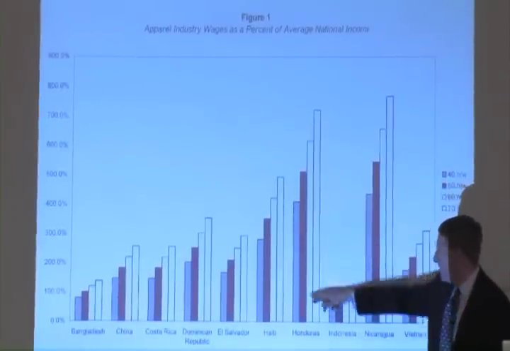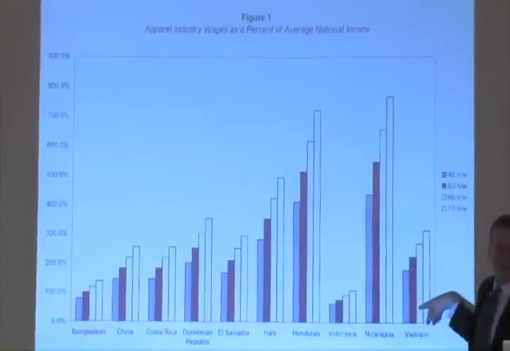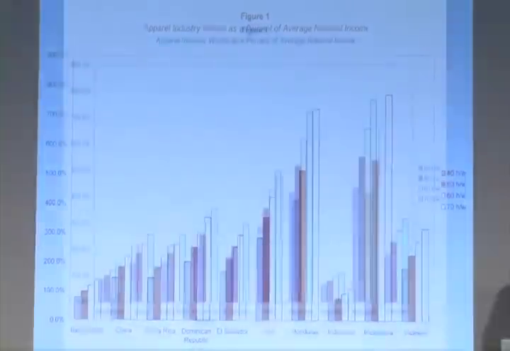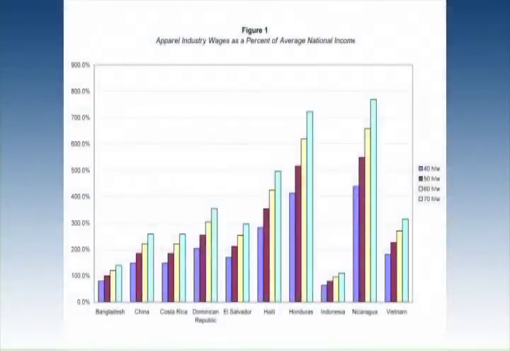Draw a line straight across at 100%. Every time these lines go up above 100%, people working in the apparel industry in these countries are earning more than the average national income. At 200%, they're earning twice the average national income. In some of these cases, we're up to 4 times average national income. Nicaragua and Honduras, you're up to close to 7 times national income.